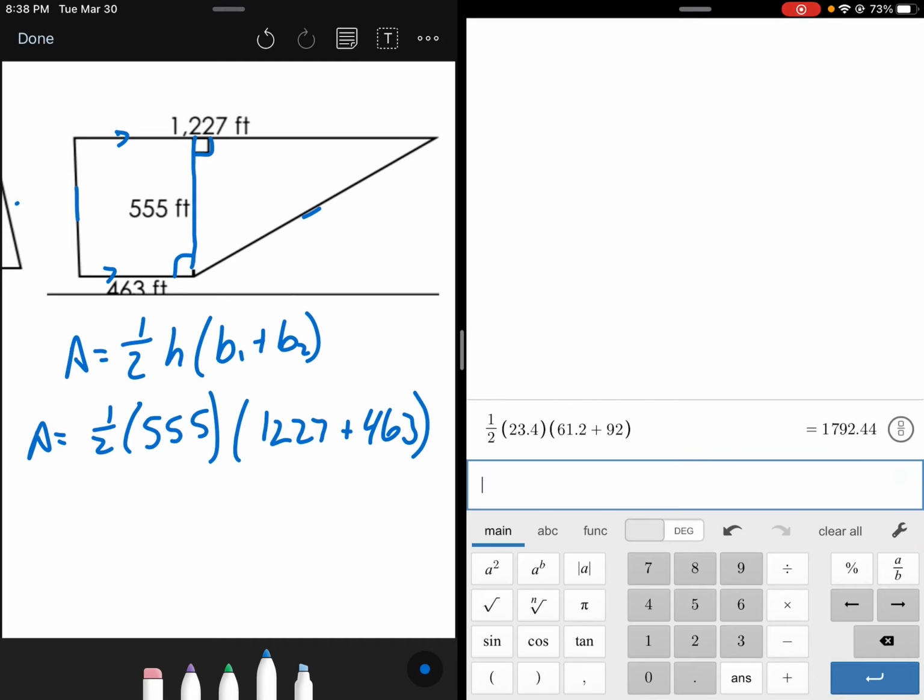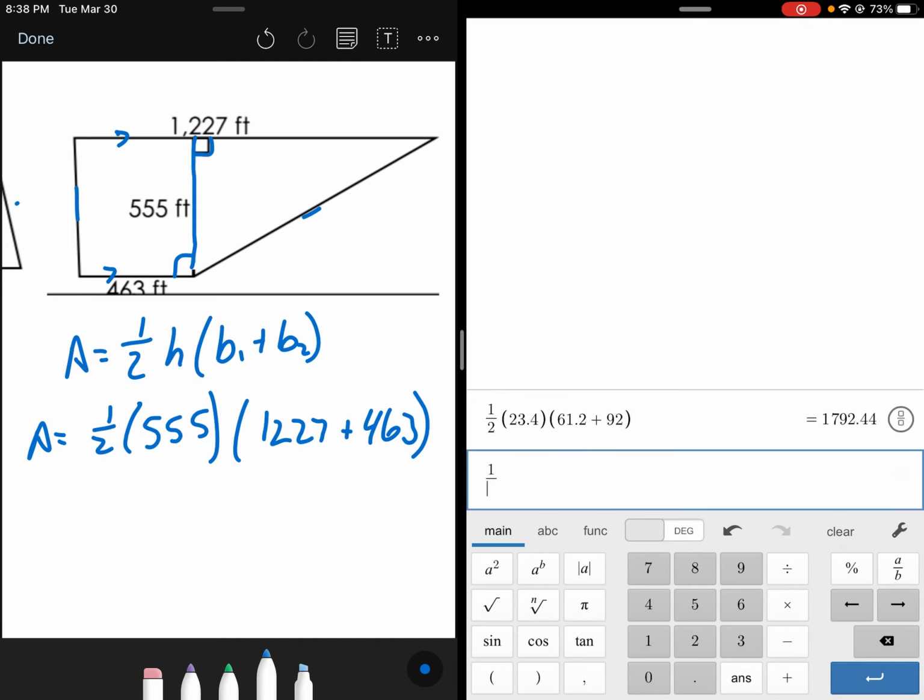Again, I can just plug that exact thing into my calculator. 1/2 times 555 times 1,227 plus 463. My area is equal to 468,975 feet squared.